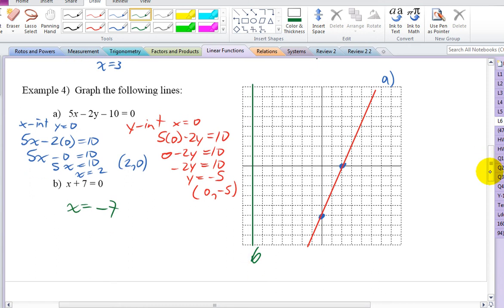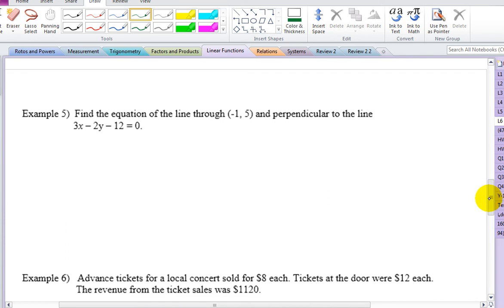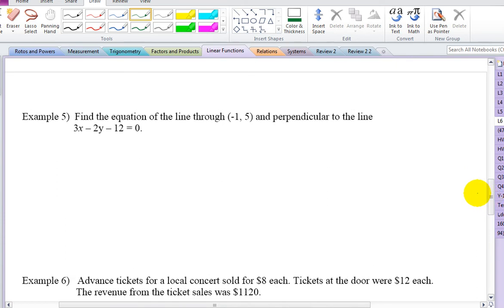Okay. Turn it over. This is a very typical question now. This is just like 23, 24, 25 from your homework. We have two lines. So we want to find the equation of the line that goes through this point. It's perpendicular to this. So perpendicular means find the slope. So go ahead. From this line, find the slope.